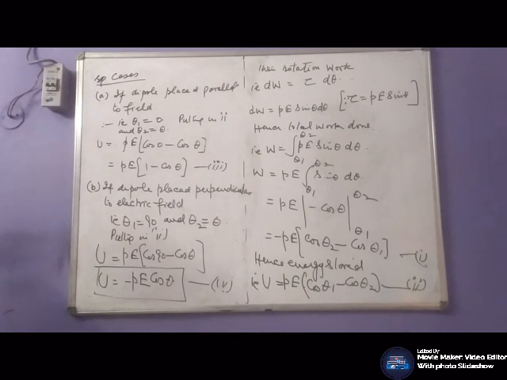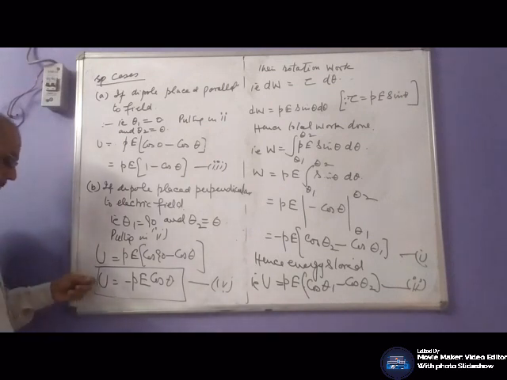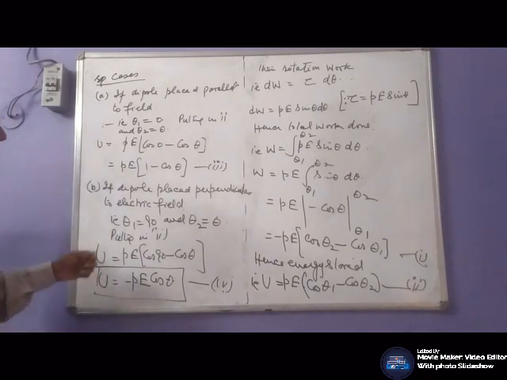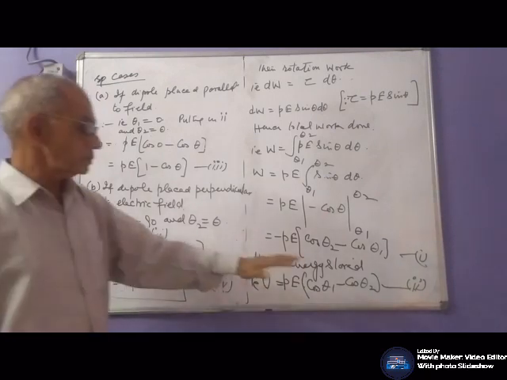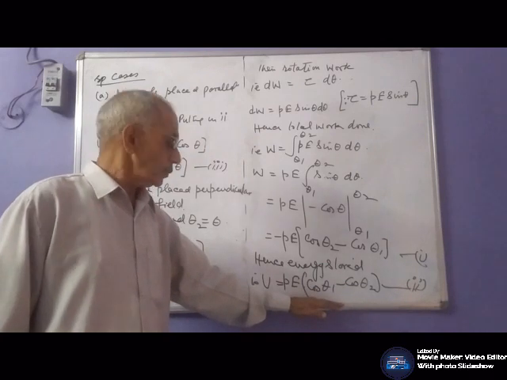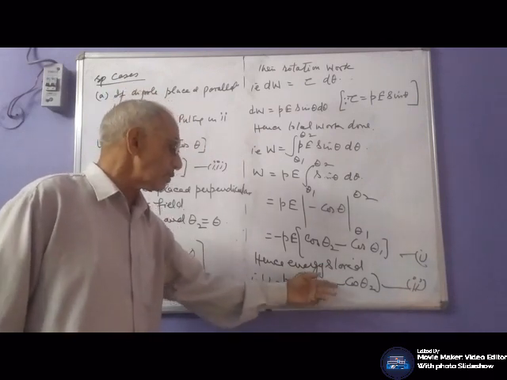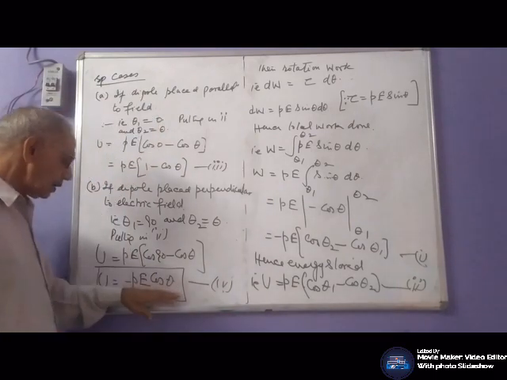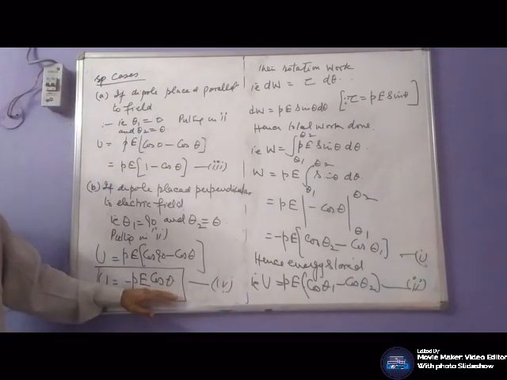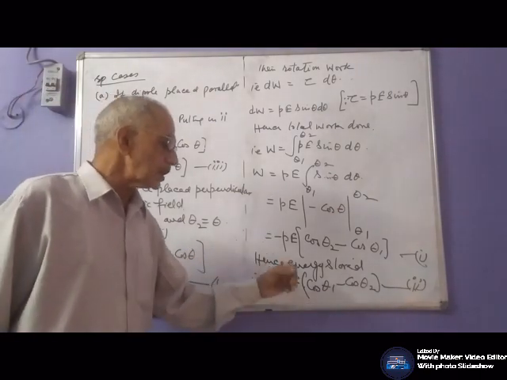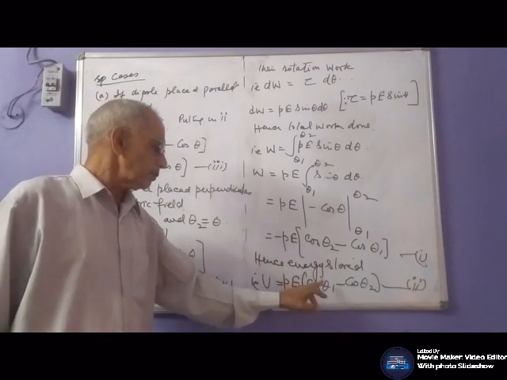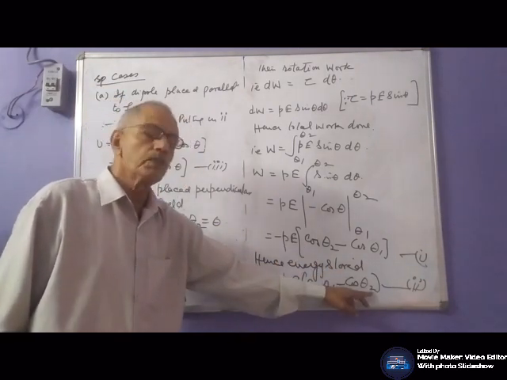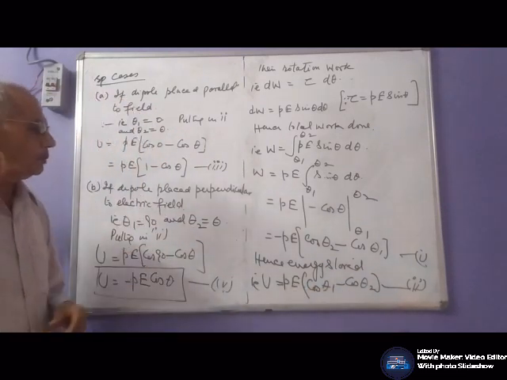For numericals, if a dipole is held, then use this formula, held at a certain angle. If the dipole is placed at a certain angle and rotated, then use this formula. If the dipole is held, use this formula. Means कहीं rotate करके रुक गया, use this formula for numericals. If it is placed at a particular angle and rotated through a certain angle, use this formula for numericals.